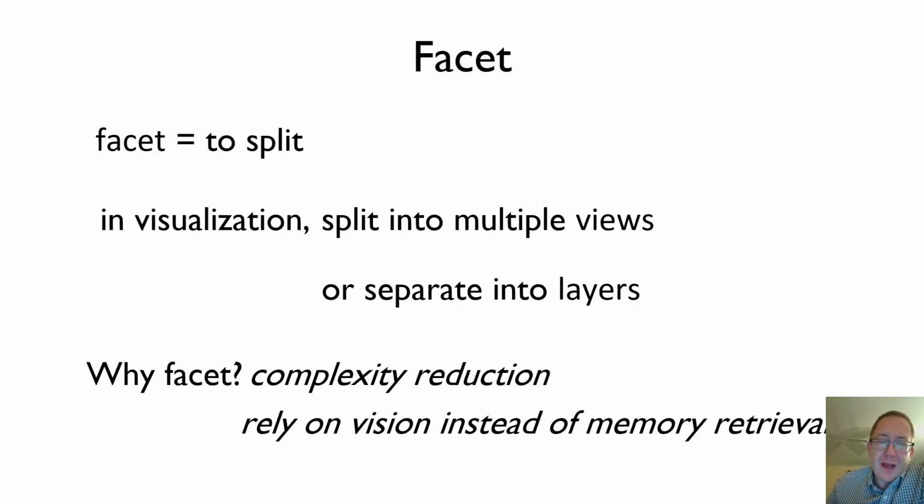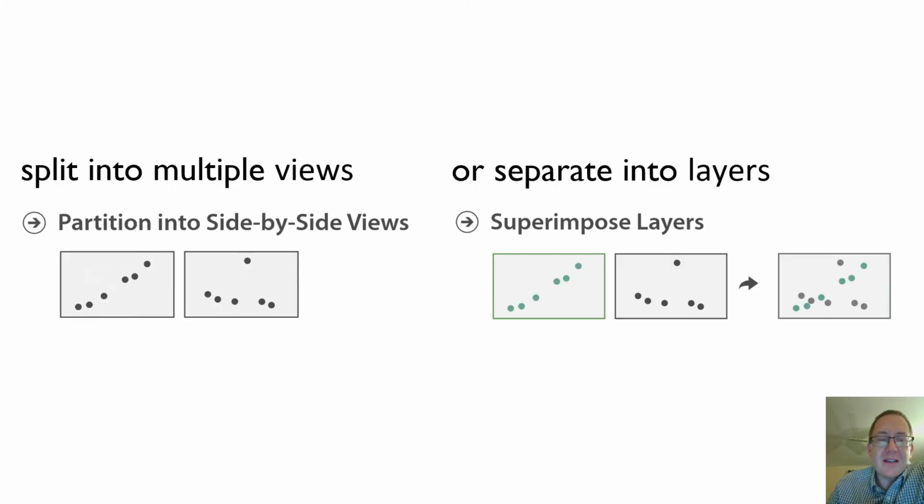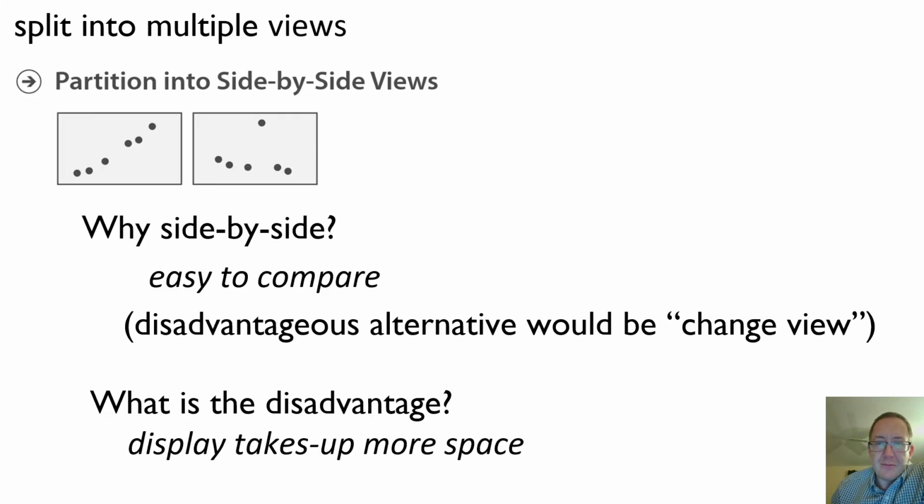And we're relying on vision. The point of this is you rely on vision rather than longer term memory to compare multiple things. An example is probably going to work better, but we can partition things into two side-by-side views, or we can superimpose them. So one's a juxtaposed, the other one is a layering.